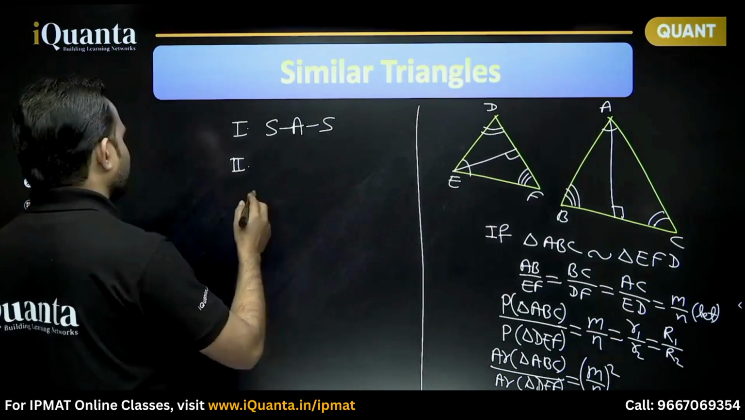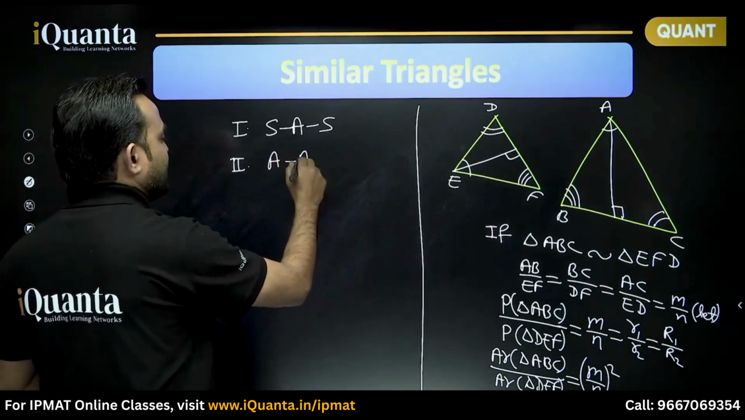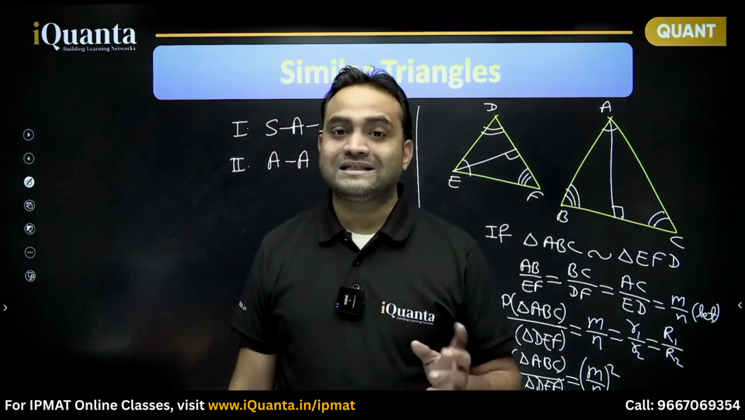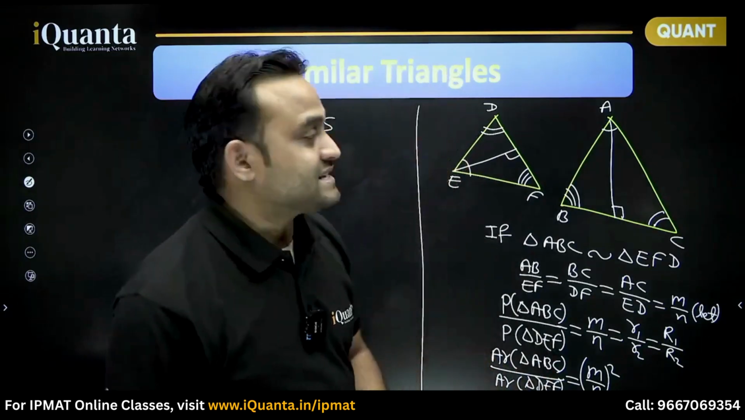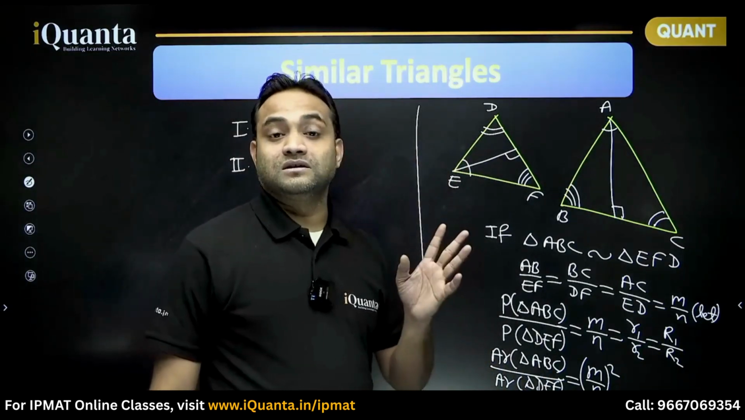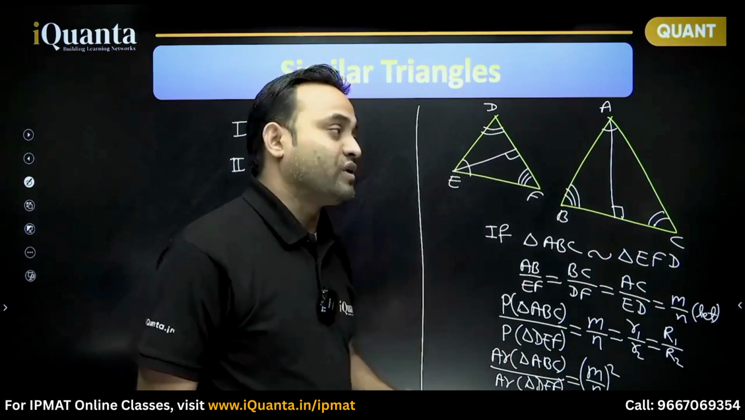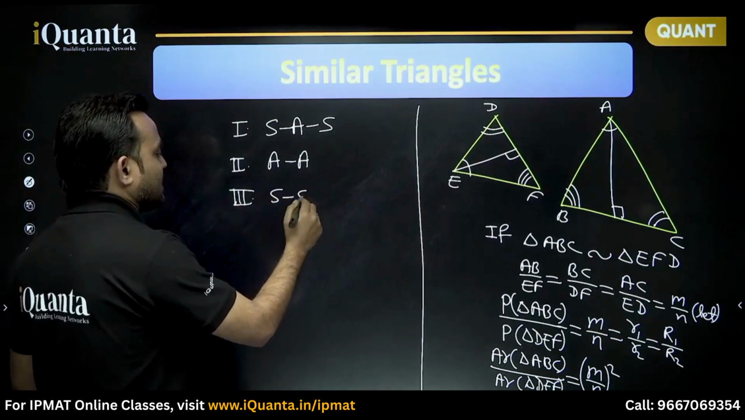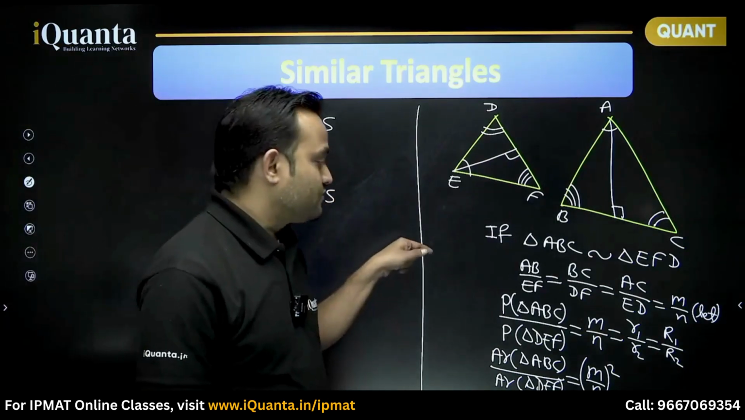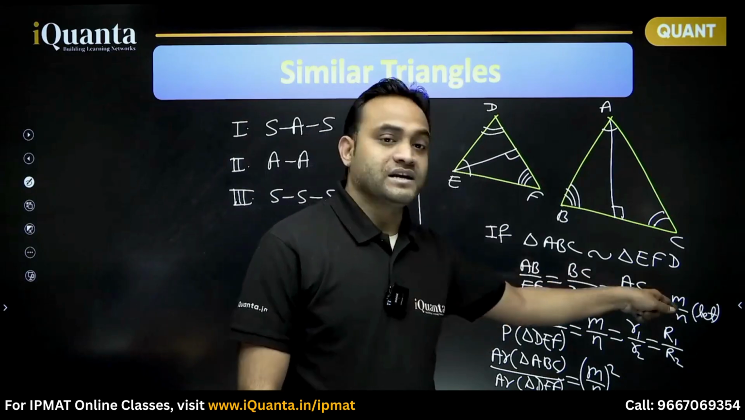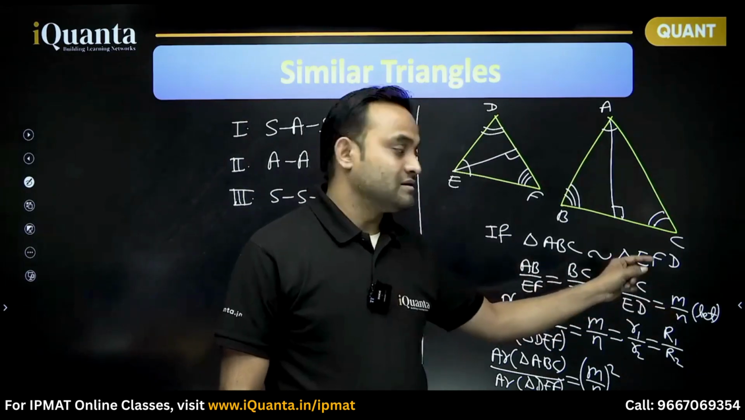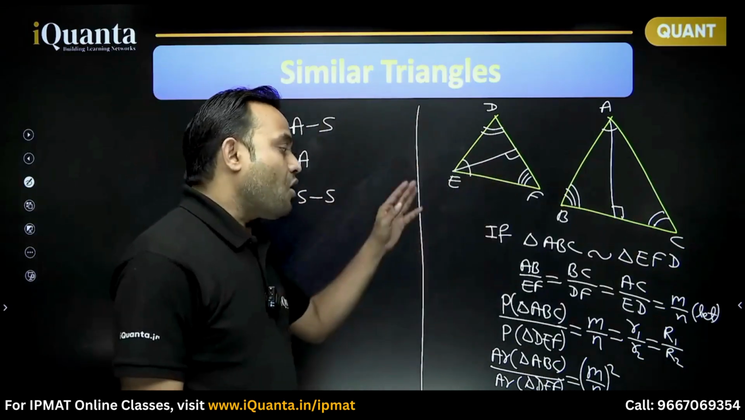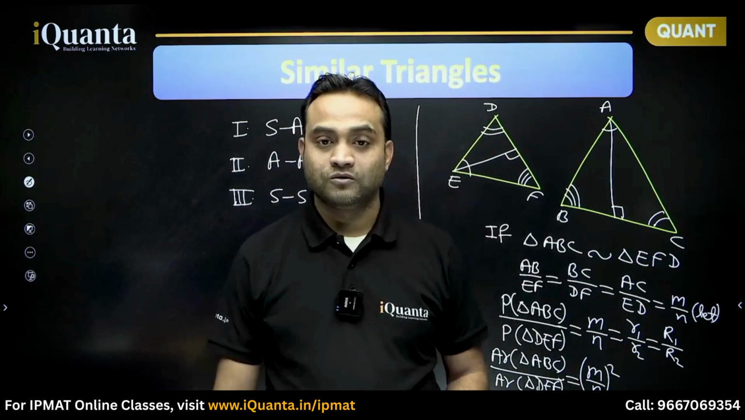We can say if any two angles (AA) are equal, then the third angle will be automatically equal. In that case, triangles will be similar. ASA is used for proving the triangles are congruent. Now, the third way to prove it is SSS, which means the ratio of all three sides are equal, just like this. If this is given, then the triangle is similar, and all the other properties will follow.